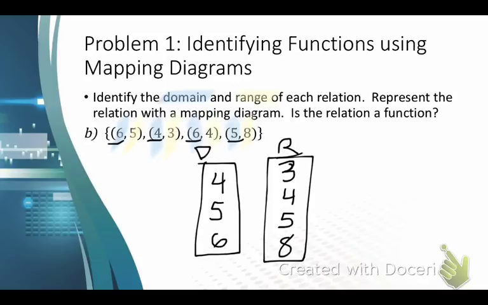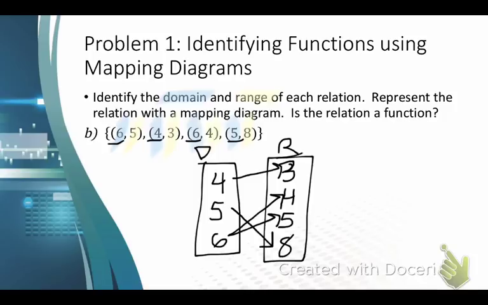All right, so as I look at this, now to create my mapping diagram, the domain of 4 is paired with the output or the range of 3. The domain of 5 is paired with the output or the range of 8. And then I have 6 paired with 5 as well as 6 paired with 4. So here I have my mapping diagram showing the relation between each of these domain and range values.